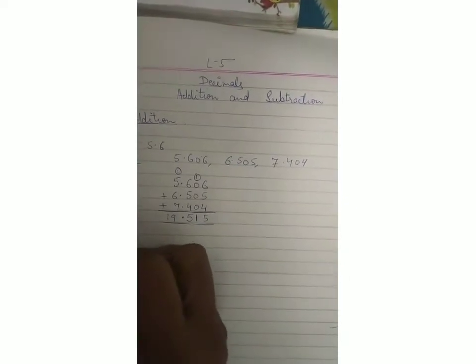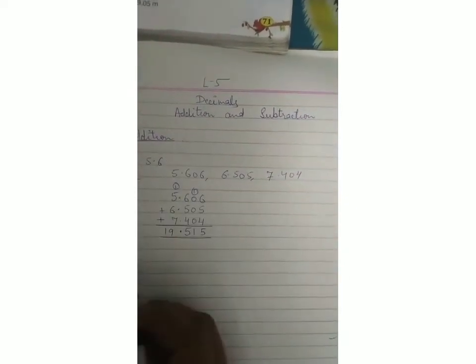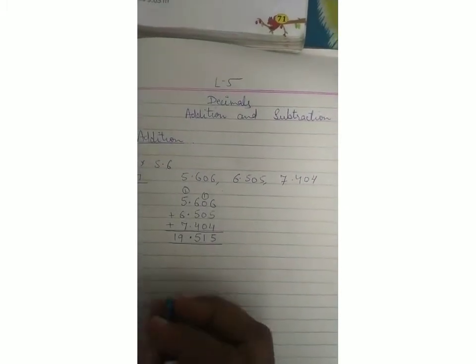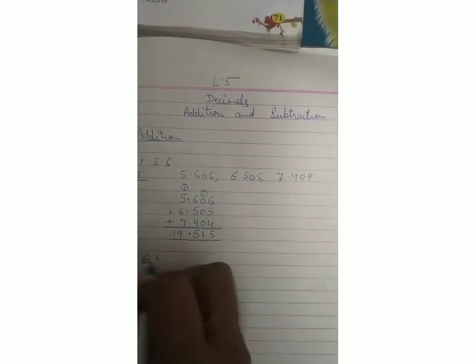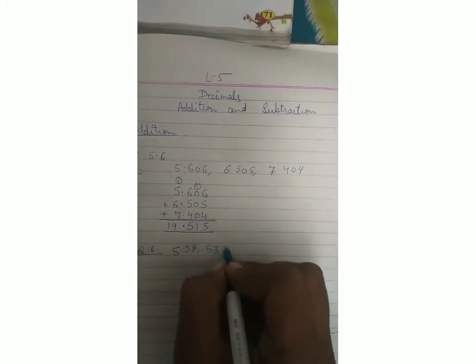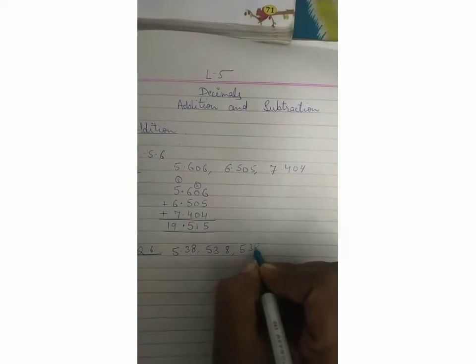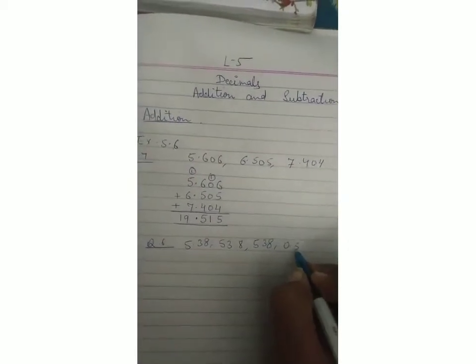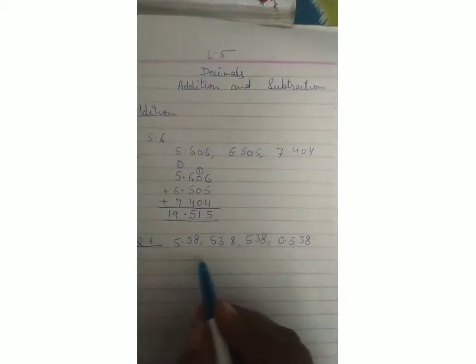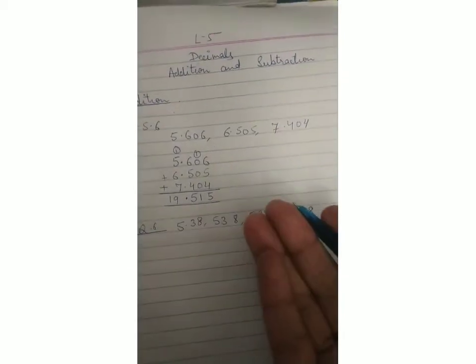Suppose in a case where I have numbers which are not like decimals. I am taking a question from the same exercise, 5.6b, question number 6. That is 5.38, 53.8, 538 and 0.538. In this situation, all these numbers are unlike. So I'll convert them into like decimals.